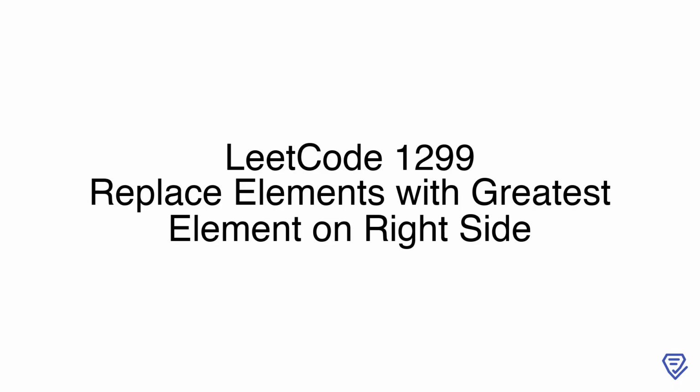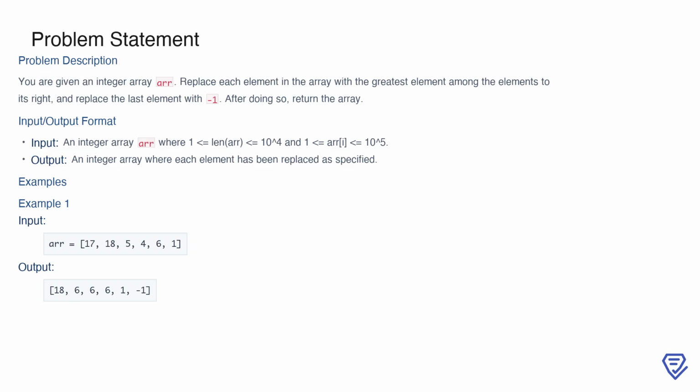Let's dive in. The problem asks us to modify an integer array such that each element is replaced by the greatest element among the elements to its right. For the last element in the array, we simply replace it with -1. Once this transformation is complete, we return the modified array. For example, given an input array arr equals 17, 18, 5, 4, 6, 1, the output should be 18, 6, 6, 6, 1, -1. Each element has been replaced based on the greatest value found to its right.